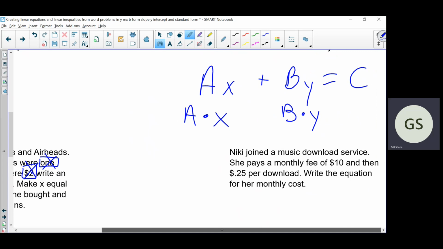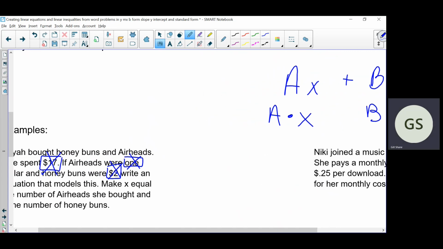AX plus BY equals C. So again, no initial value tells me AX plus BY. Multiplying twice tells me AX plus BY. I'm pretty confident it's that formula. It's standard form. So now, once you figure that out, creating it shouldn't be that difficult. There's only so many numbers.